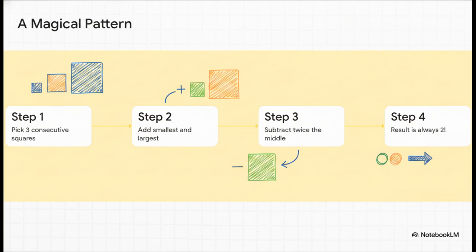You probably think that's a fluke, right? Let's try it with bigger numbers. Take the squares 25, 36, and 49. Add the smallest and largest. 25 plus 49 is 74. Now subtract twice that middle square. 2 times 36 is 72. 74 minus 72 is 2. The result is miraculously always a constant 2.